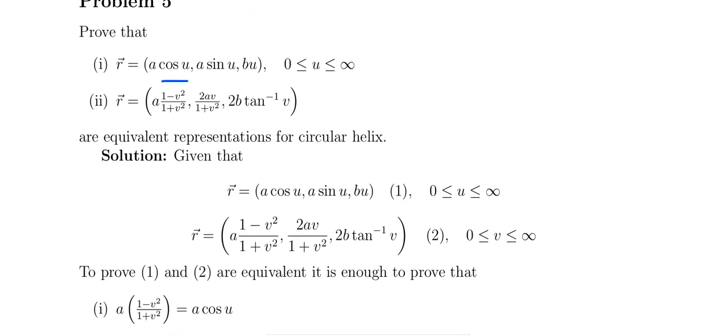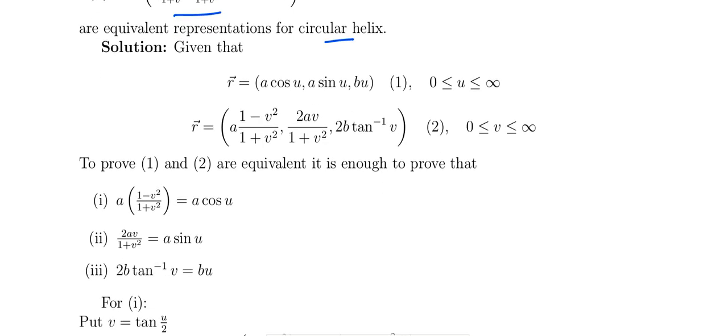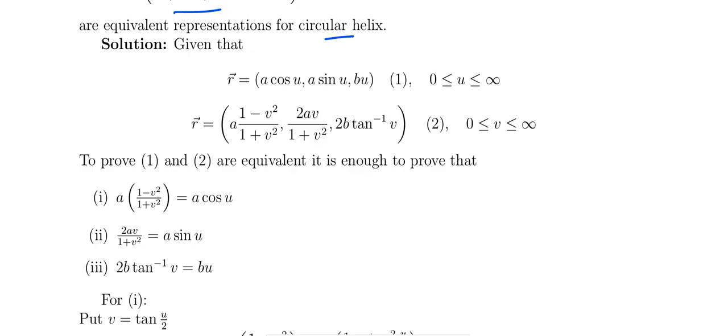And r vector equal to a cos u, a sin u, bu. This is another problem. Both are equivalent representations of the circular helix. So r equal to something. இது ரெண்டு ஈக்குவலண்ட் நம்ம சொல்லணும்னா that is a into cos u equal to a into 1 minus v square divided by 1 plus v square, equal to a cos u. அப்புறம் 2av divided by 1 plus v square equal to a sin u. This is equal to 2b tan inverse v equal to bu. Okay, this is what we want to prove. இது ரெண்டு ஈக்குவலண்ட் நம்ம சொல்லணும்னா the corresponding values are equal.